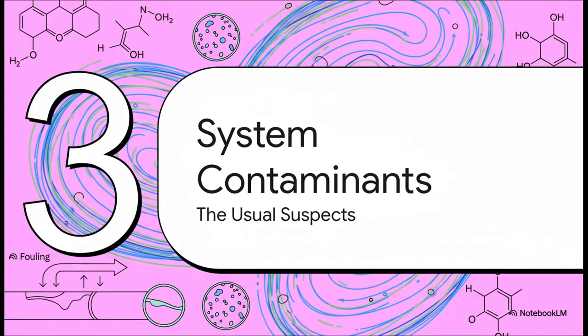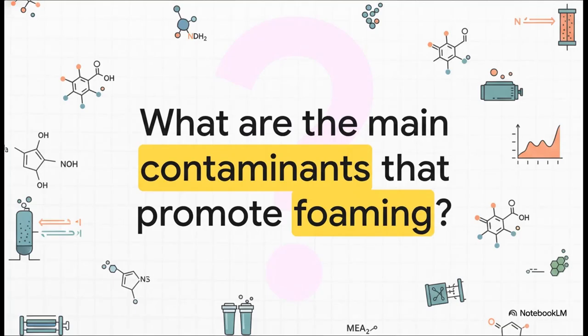All right, now that we've got the physics down, we can start playing detective. Let's do some process forensics. What are the foreign invaders that get into our nice, clean amine system and start causing all this trouble? The real challenge for any plant chemist or engineer is that the list of things that can promote foam is frustratingly long. So let's zero in on the primary culprits, the ones that you absolutely have to watch out for and get out of your system.